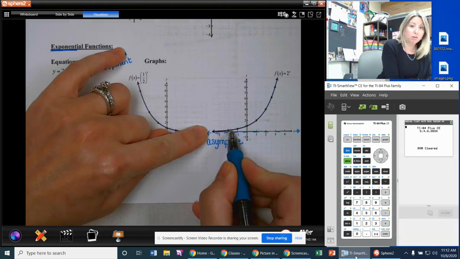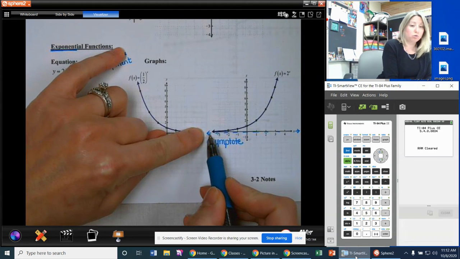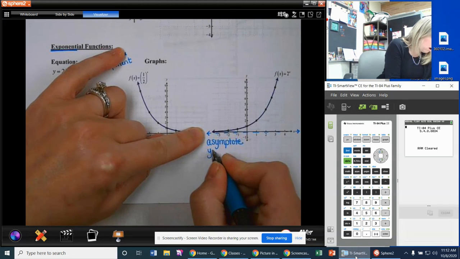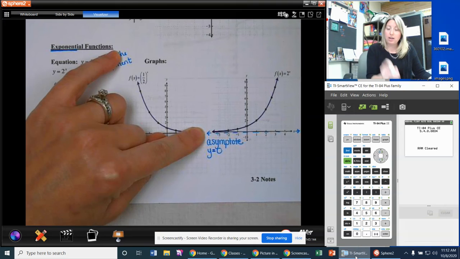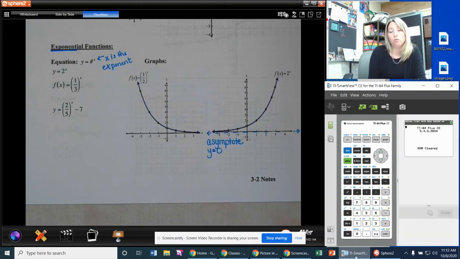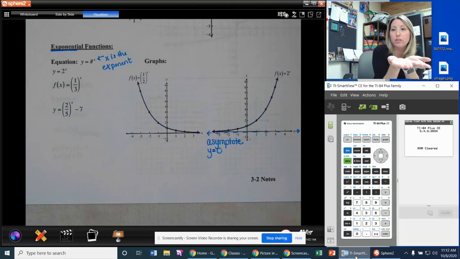This part of the graph is coming closer and closer to the x-axis, to a y value of 0. But it's never actually going to have a y value of 0. And when we study exponential functions in more depth, we'll talk about asymptotes with every exponential function we look at. So that's the approach. It's getting close to this invisible border, invisible barrier, but it'll never touch it.